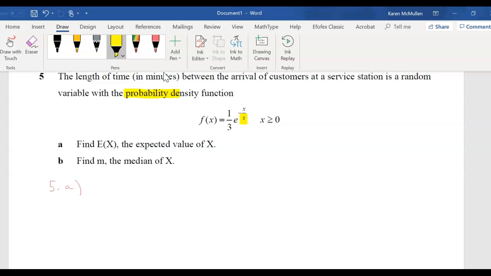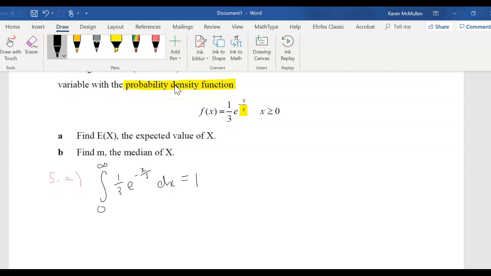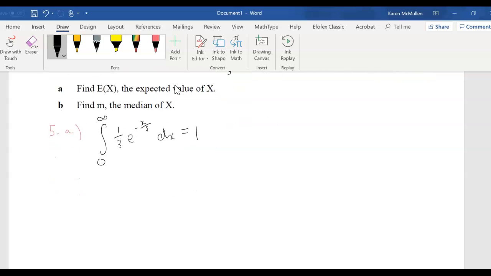Now, it is a probability density function. So that means that this, the antiderivative, is equal to 1. And I just remembered when I did this before, I kept thinking my S was a 5, so hopefully I don't do that today. All right, and x is greater than or equal to 0, so we're going from 0 to infinity. So I do need to introduce a limit. So limit as a approaches infinity.